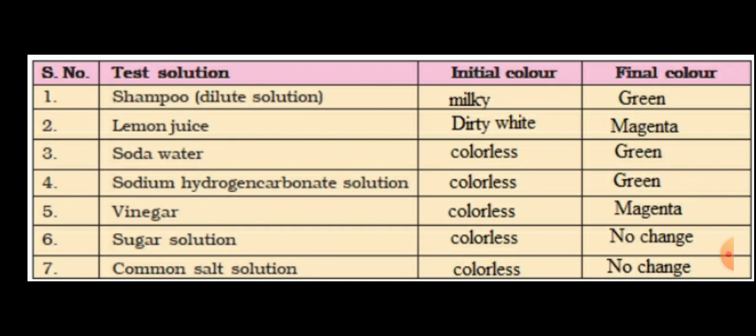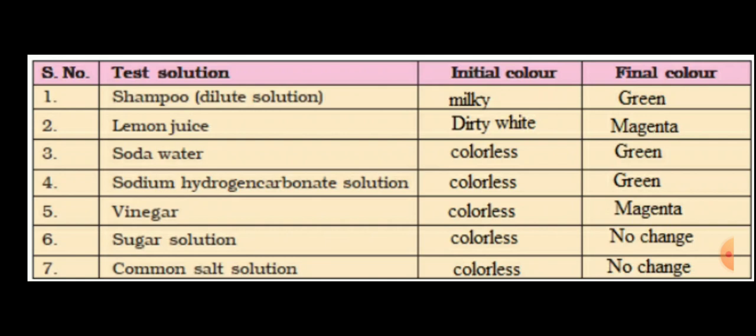Okay, this is for China rose. Okay, students, this table is for China rose, if you use China rose petals as an indicator. Vinegar turns to magenta, so it will be acidic. Sugar solution and common salt solution remain colorless, so there will be no change.